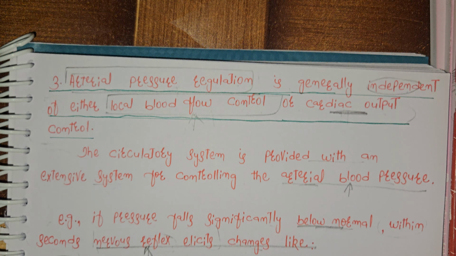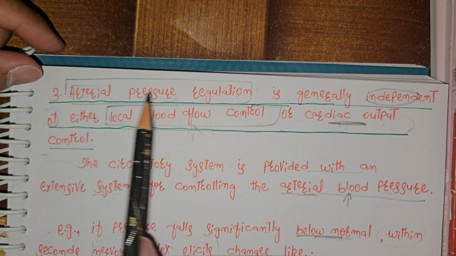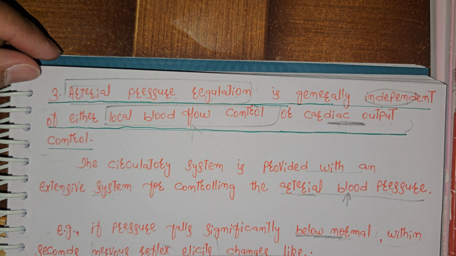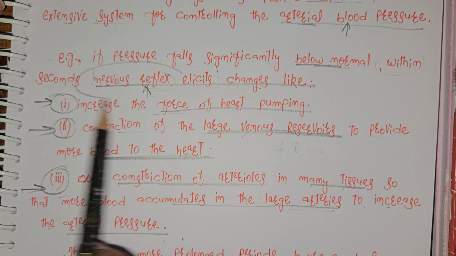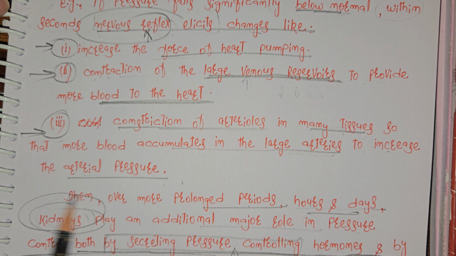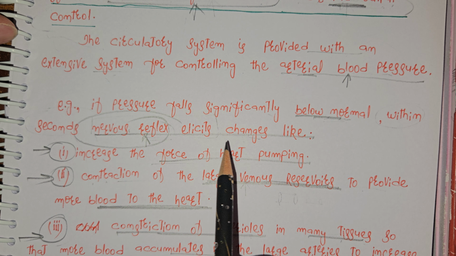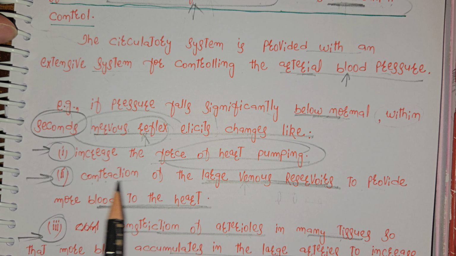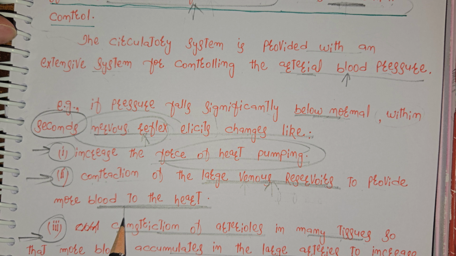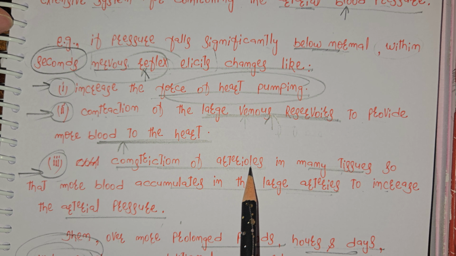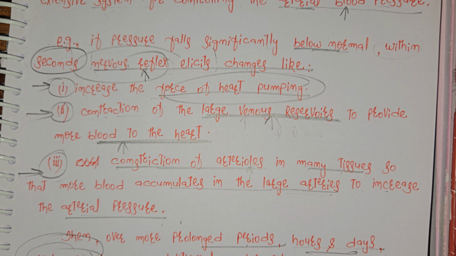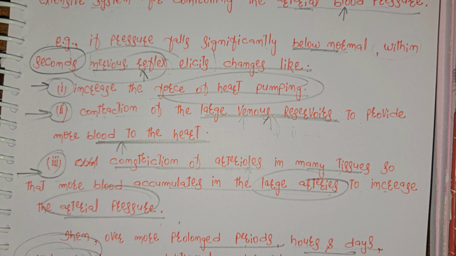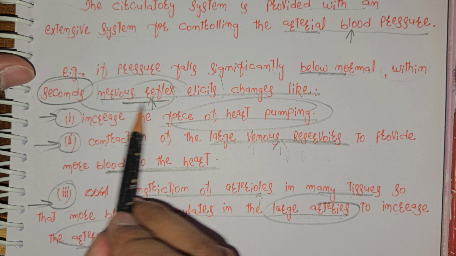So this was principle number three. This arterial pressure regulation is independent. It does not depend on local blood flow control or cardiac output control. It depends upon the nervous reflex and upon the kidneys. Nervous reflexes elicit changes within seconds: they increase the force of heart pumping, cause contraction of the large venous reservoirs to provide more blood to the heart, and cause constriction of the arterioles so that blood accumulates in the large arteries to increase the arterial pressure.